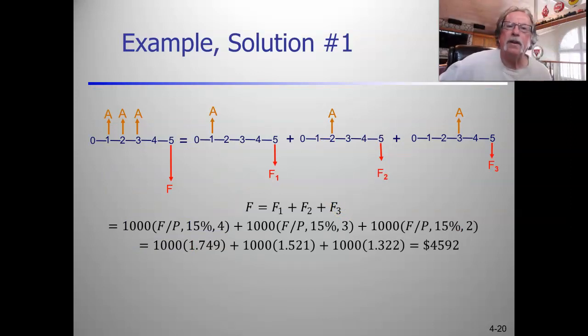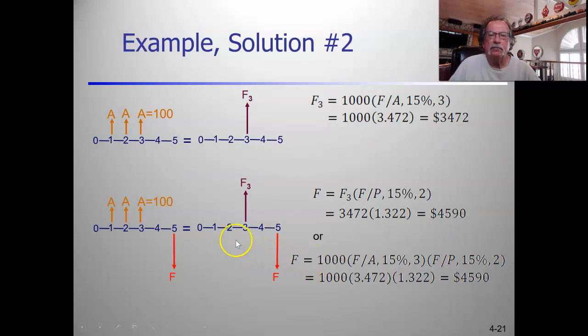So this is method 1. What we're going to do is take each one forward individually. F1 is going to be taken forward 1, 2, 3, 4 years. F2 is 3 years. F3 is 2 years. So we're taking this forward 2 years. Taking this forward 3 years. Value $4,592. That's method 1.